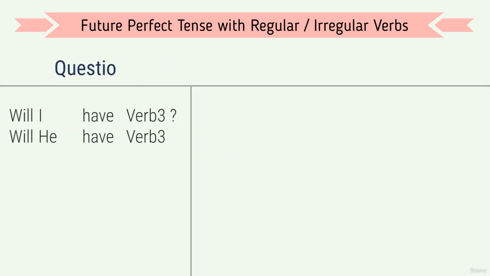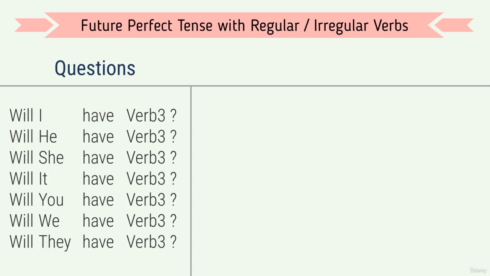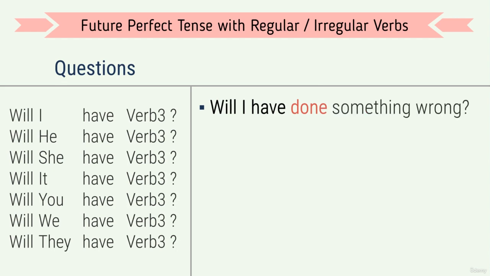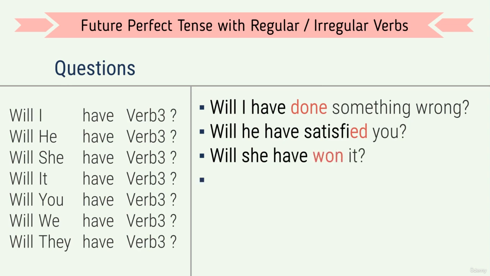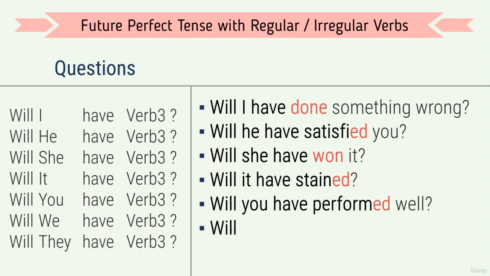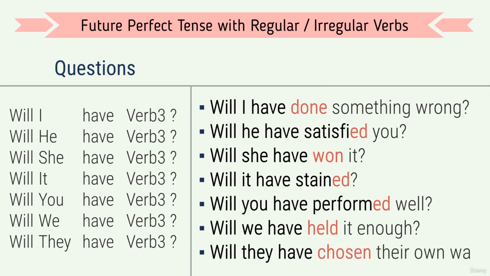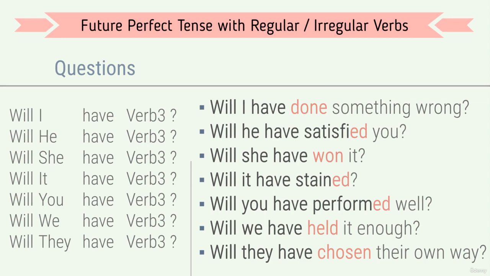Next, for questions, we have to bring will to the beginning of the sentence. Will I have done something wrong? Will he have satisfied you? Will she have won it? Will it have stained? Will you have performed well? Will we have held it enough? Will they have chosen their own way? Here, our structure is will, subject, have with our verb 3, and there are no contractions, so no shortened versions.